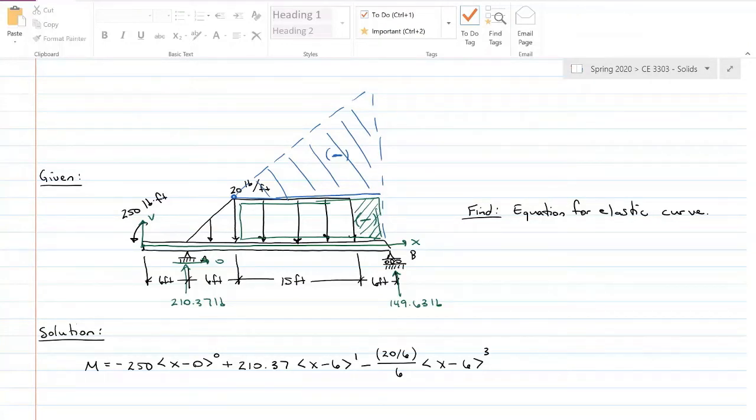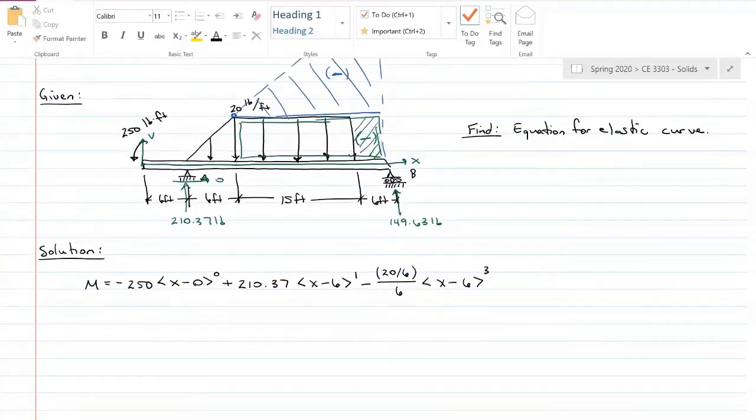Okay, so I need to subtract out the top blue triangular part. So sticking with blue, that is going to be plus, it's got the same slope, 20 over 6 divided by 6. And remember, we're adding because it's already pointing down, so we want to point up to get rid of it. x minus 12, because it's going to start at 12 from the far left, cubed, okay?